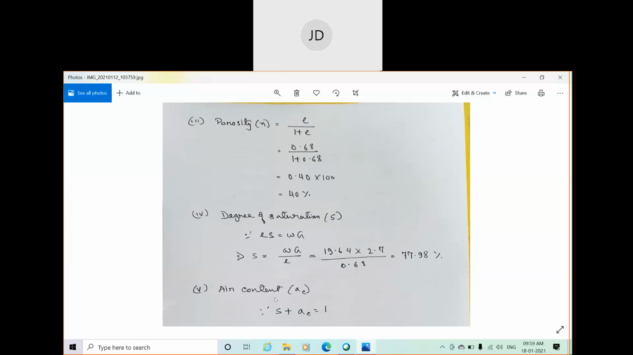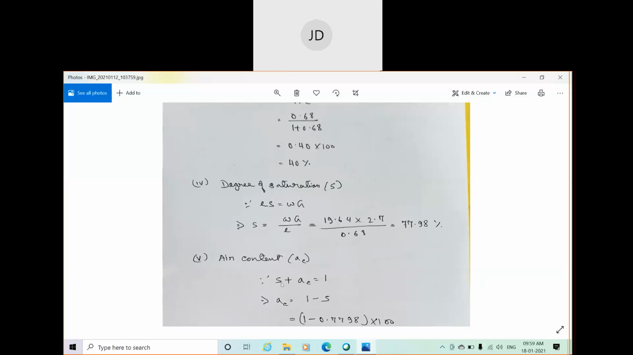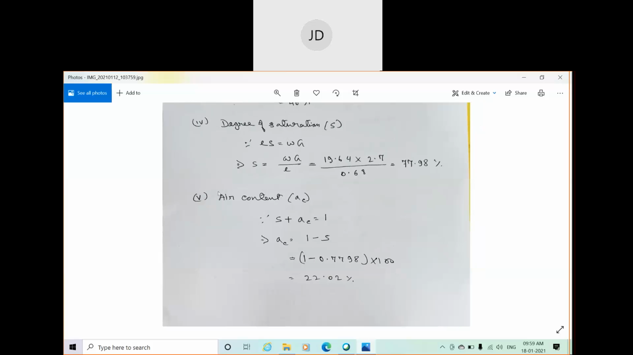Next, air content. Since we know there is also a relation between degree of saturation and air content, what is the relation? S plus AC is equal to 1. This is also a very important relation. The summation of degree of saturation and air content is equal to 1. You have to remember this. From this relation we know the value of degree of saturation, so it's easy to find out air content, which is equal to (1 minus S) multiplied by 100, since it is also represented in percentage. So finally we'll get air content as 22.02%.